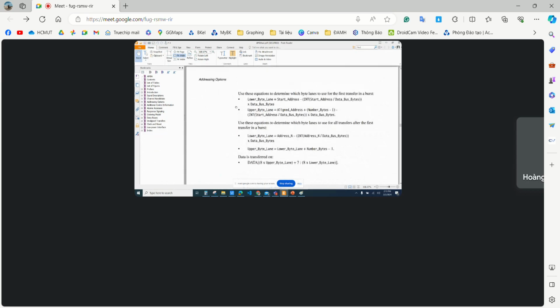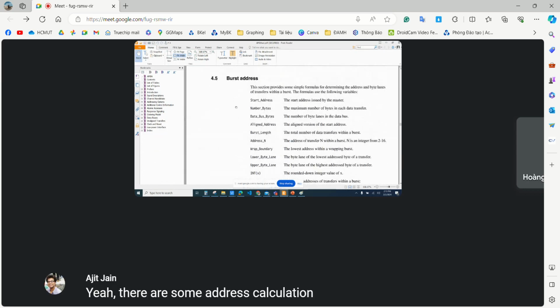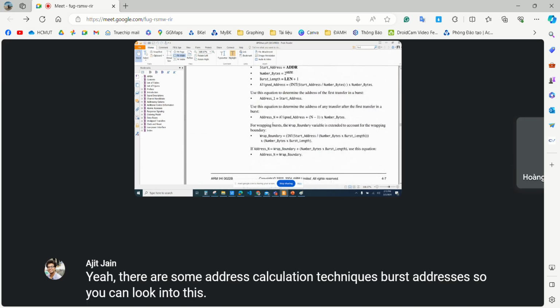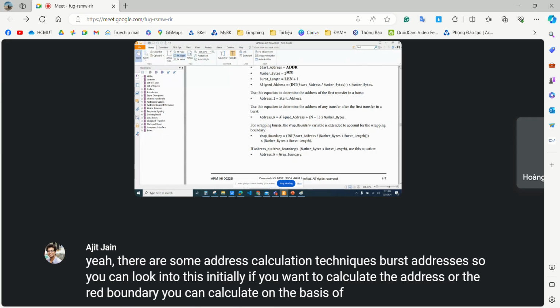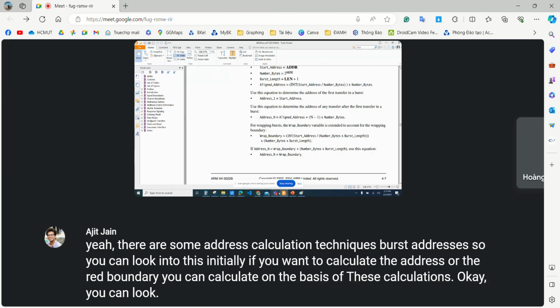Yeah, there are some address calculation techniques, burst addresses. So you can look into this. Initially, if you want to calculate the address or the wrap boundary, you can calculate on the basis of these calculations. Okay, you can look into them, and if you have any doubt, you can let me know.